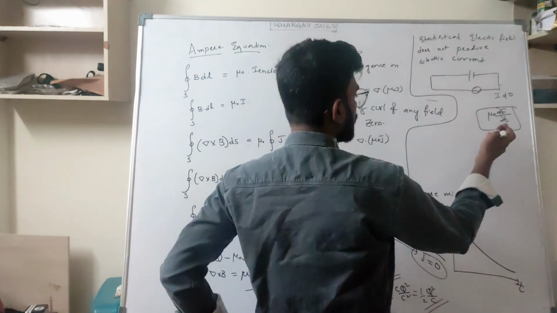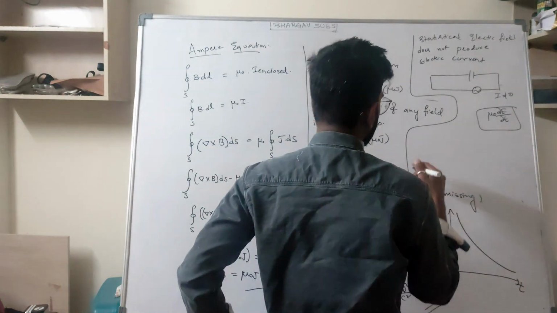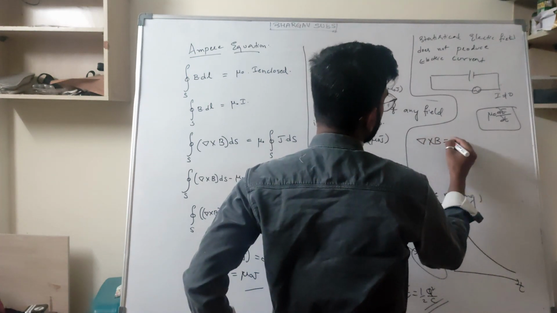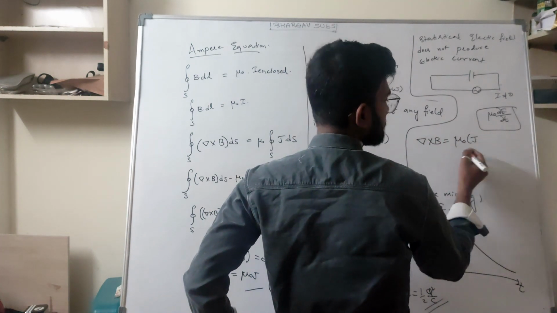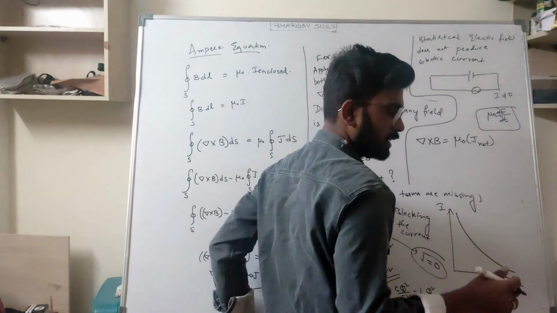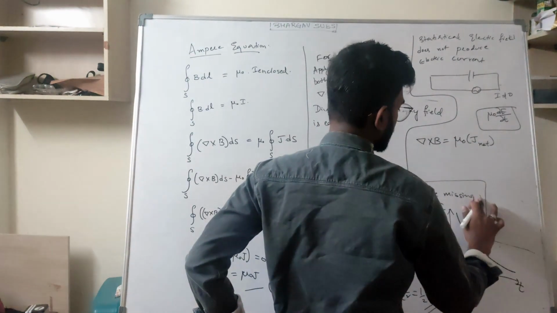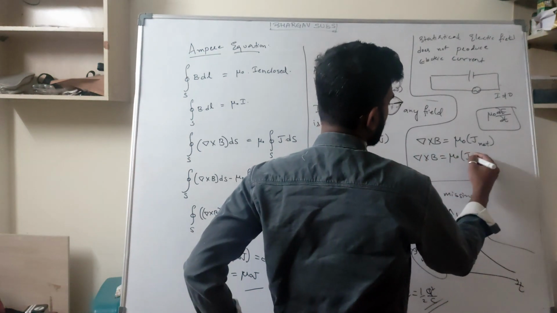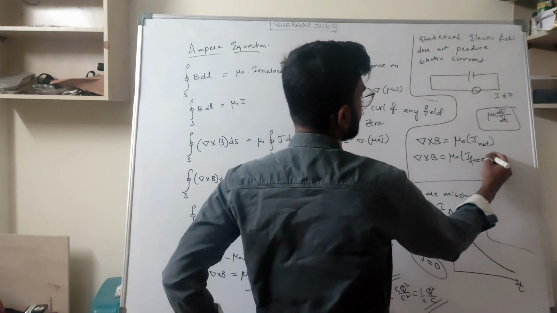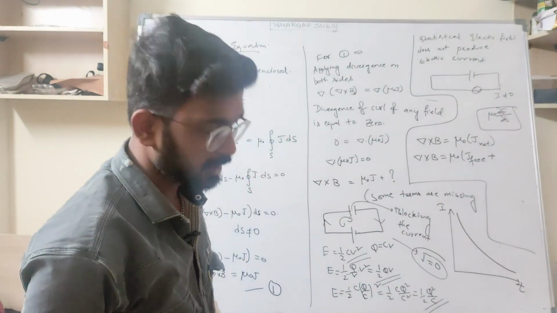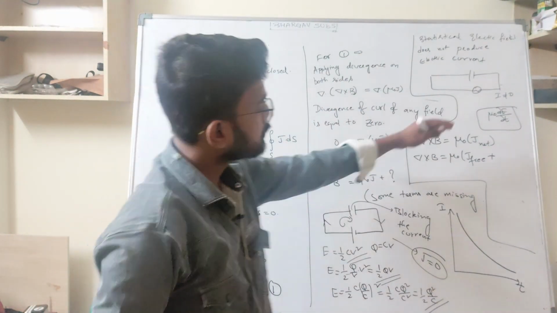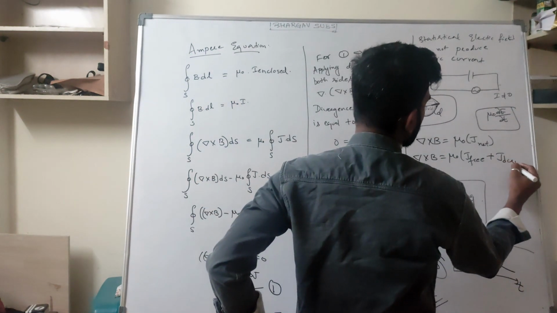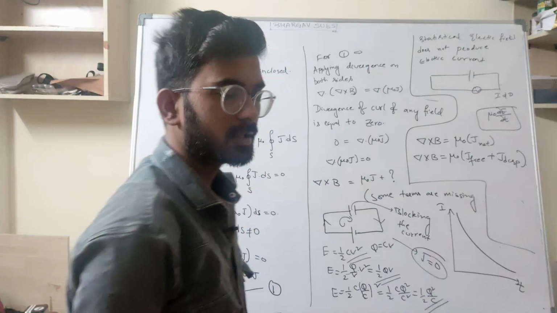It is also created due to the magnetic field, the change in magnetic field. So curl of B is equal to mu naught J net, the total current density. So del cross B is equal to mu naught J free plus the current density with which the electric field was created, the time-varying electric field. So you can write J displacement. This is known as the displacement current density.